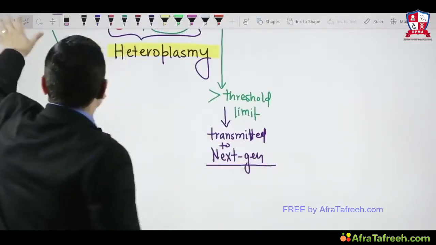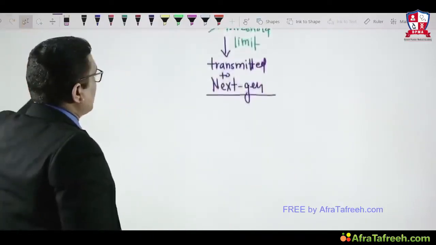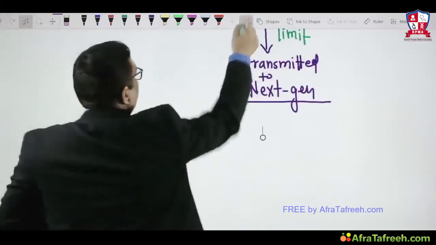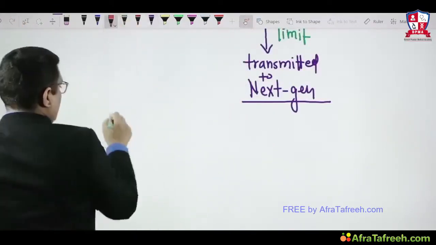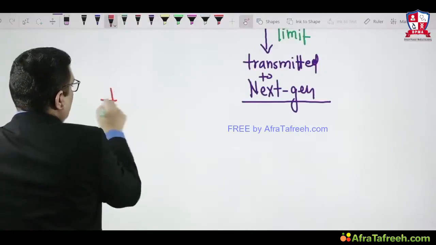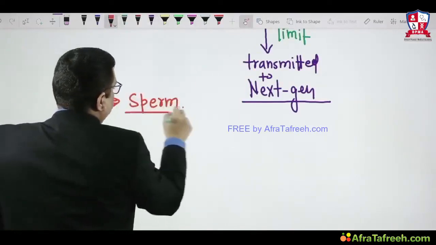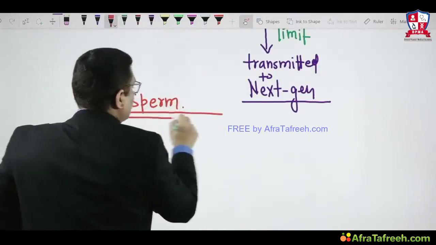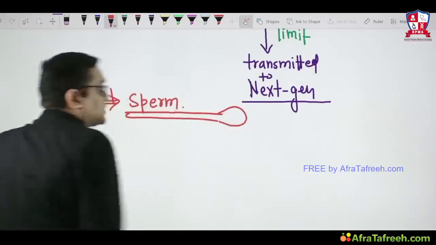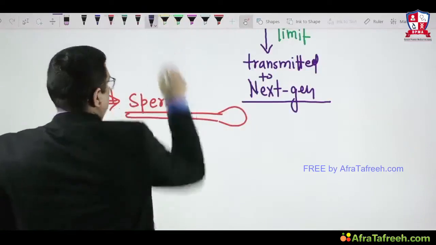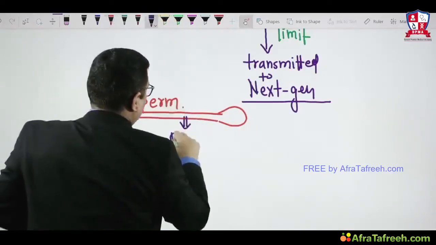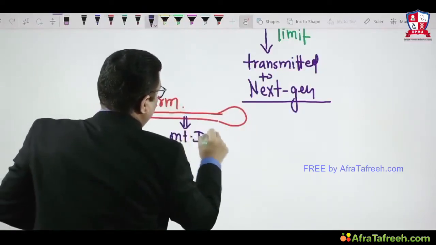So if the mother is causing disease, then what about the sperm? Do they have mitochondrial DNA? Now the question is about a sperm. Do they have mitochondrial DNA? Answer is yes. Suppose I am showing you, this is the sperm. So sperm will have mitochondrial DNA. That is the important thing we have to remember. Sperms do have mitochondrial DNA.